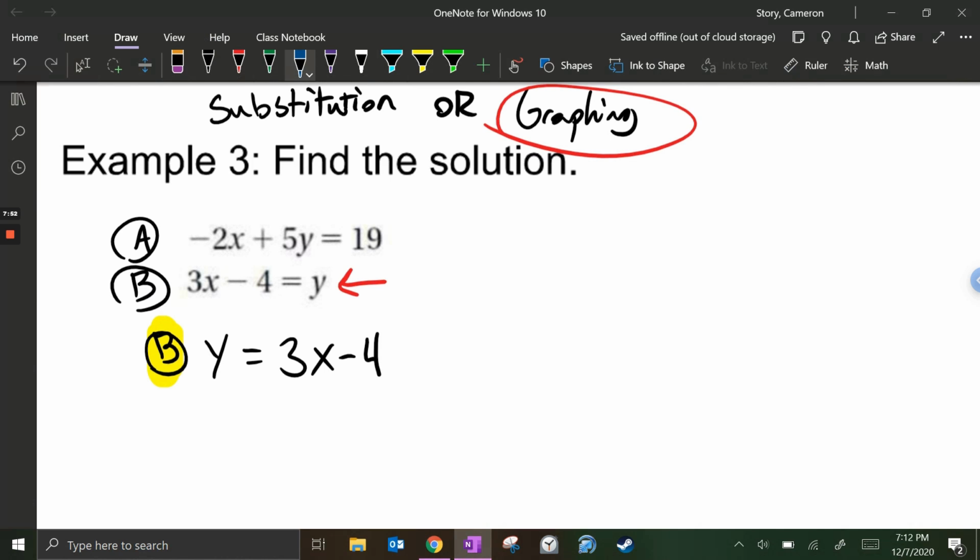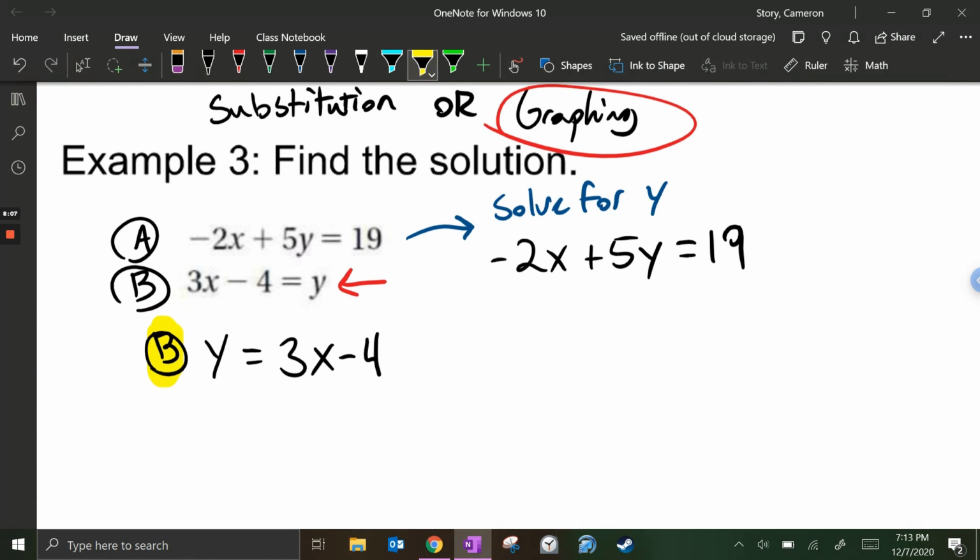It's the most reliable. However, if we're going to use graphing, we need to solve for y in equation A. So A is negative 2x plus 5y equals 19. And we are trying to get that y all by itself on that left half of the equal sign. To do that, because I have a negative 2x here, I'm going to add 2x to both sides to get rid of that. We get 5y is equal to 19 plus 2x.